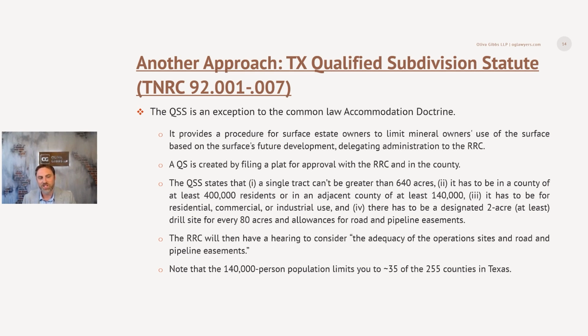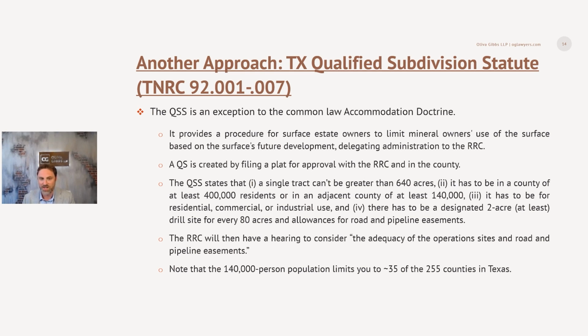So a qualified subdivision is created by filing a plat for approval with the Railroad Commission and in the county. The biggest problem with the QS is that there's a residency requirement. The idea here is to allow surface development and mineral development to coexist in densely populated areas. So to qualify, you have to have 400,000 residents, or you have to be in a county that's adjacent to a county of 400,000 residents with at least 140,000 residents. So kind of specific. It has to be for a residential, commercial, or industrial use. And there has to be a designated 2-acre drill site for every 80 acres and allowances for road and pipeline easements.